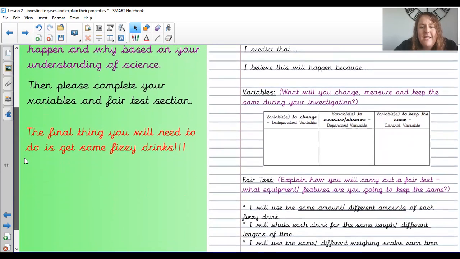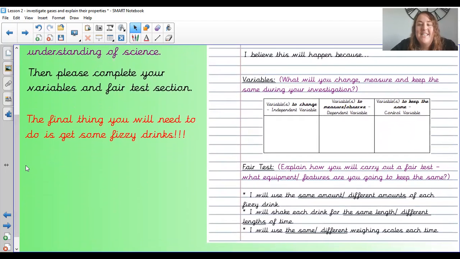And I have just helped you with this bottom bit, the fair test. So it says, explain how you'll carry out a fair test. So I will use the same amount or different amounts of drink, so you can get rid of one of them. I will shake each drink for the same length or different lengths, and I will use the same or different weighing scale. So hopefully that's going to help you with that final box.